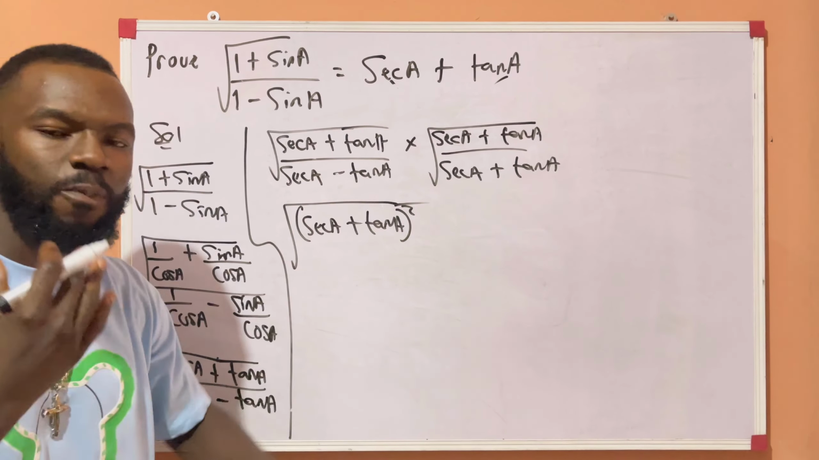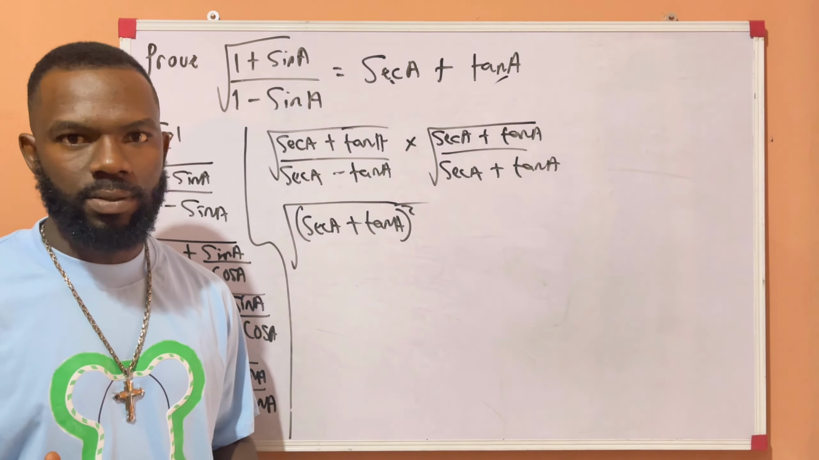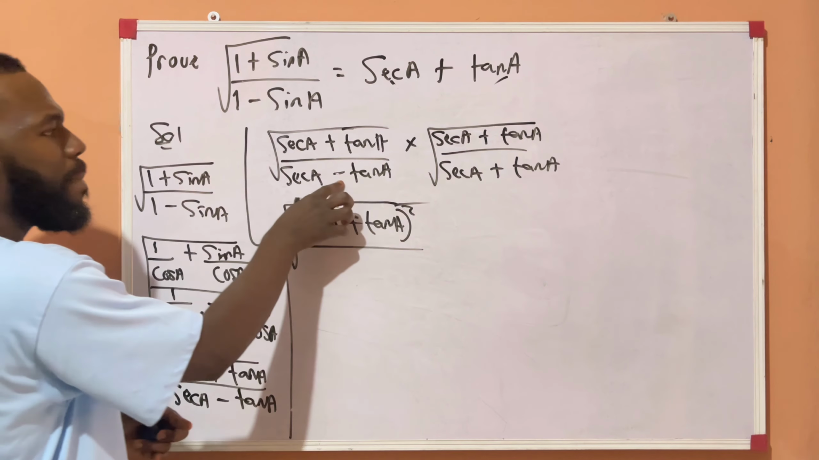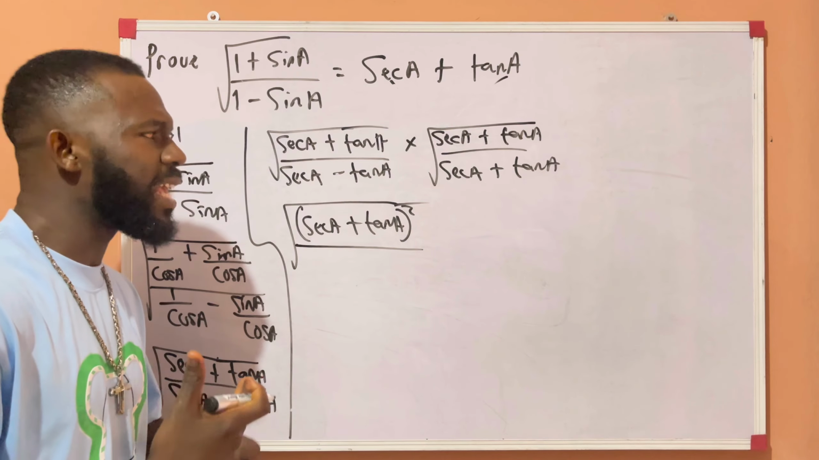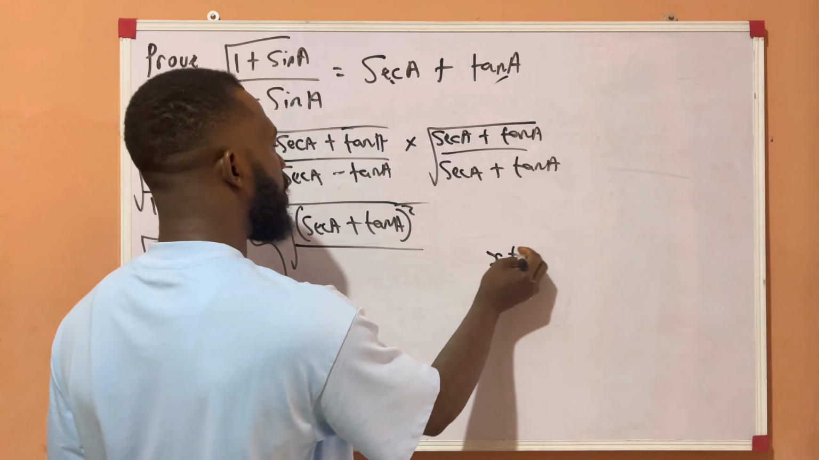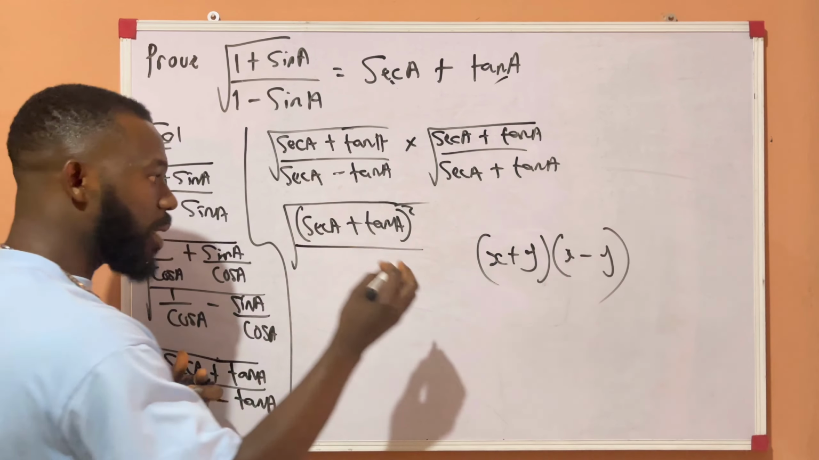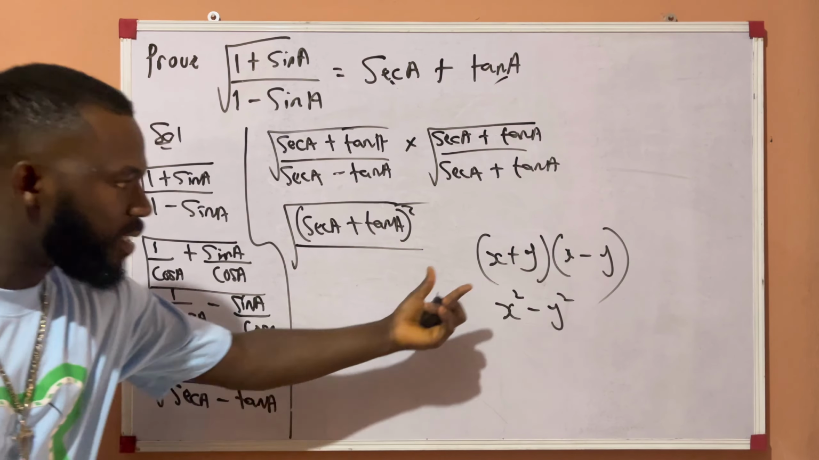Because this is a function of power 2, it shows that sec A plus tan A occurs 2 times. Now, at the denominator, sec A minus tan A multiplying sec A plus tan A is simply like working with the difference of 2 squares, which says if x plus y multiplies x minus y, it simply means x squared minus y squared. That is it, difference of 2 squares.